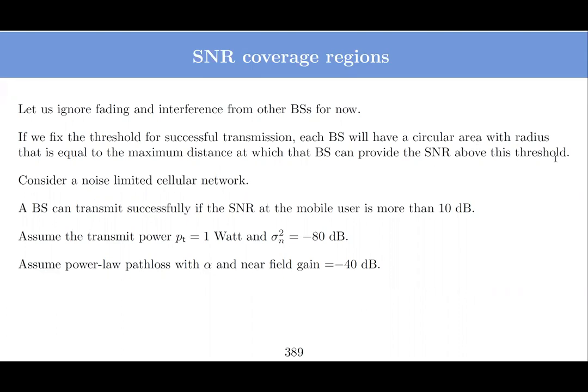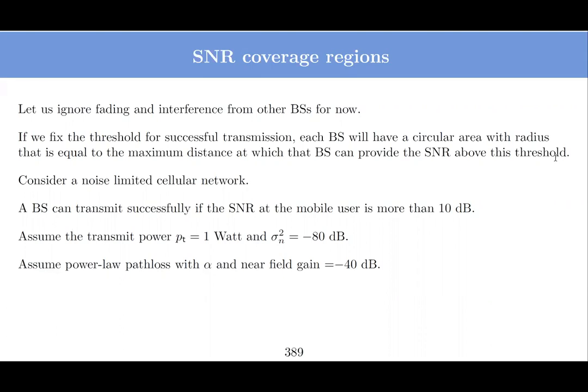So when we leave out the fading and interference, we just focus on the SNR, right? SNR is what? Signal power divided by the noise, right? And signal power decreases with the distance. So if I fix that I want 10 dB threshold for successful transmission, you will see that there is a distance after which the signal power would be lower than 10 times the noise. So the SNR will be less than 10. But before that, inside that distance, the SNR would be more than 10 dB.